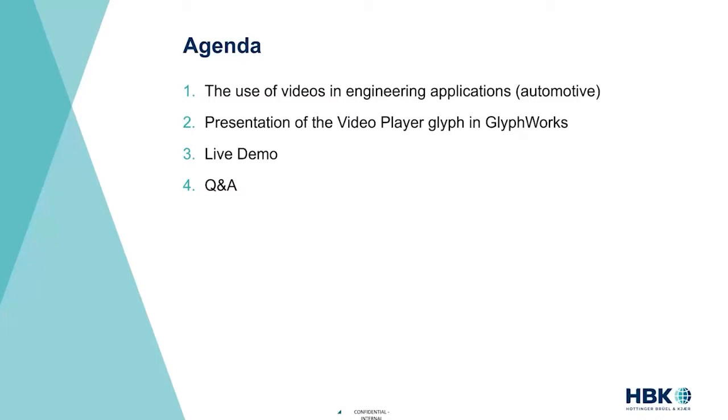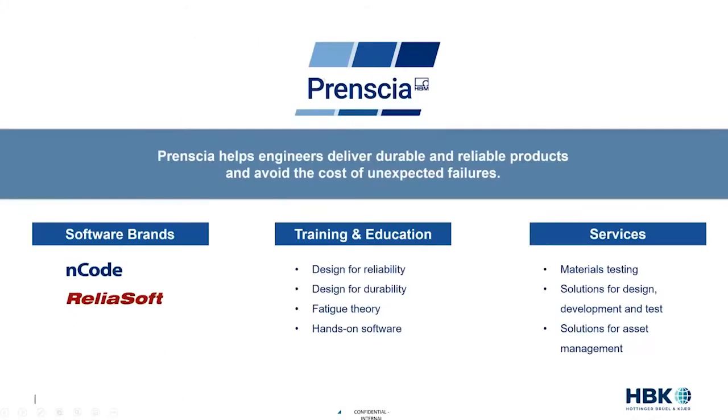Just before we start, let me introduce you to Princia. Princia is a branch of HBK, and we develop software to help engineers deliver durable and reliable products. We have two software brands for this: the nCode brand for durability analysis, and the ReliaSoft brand for reliability. We also provide training and education, online classes, whether on the theory or on how to use the software. And we also provide services.